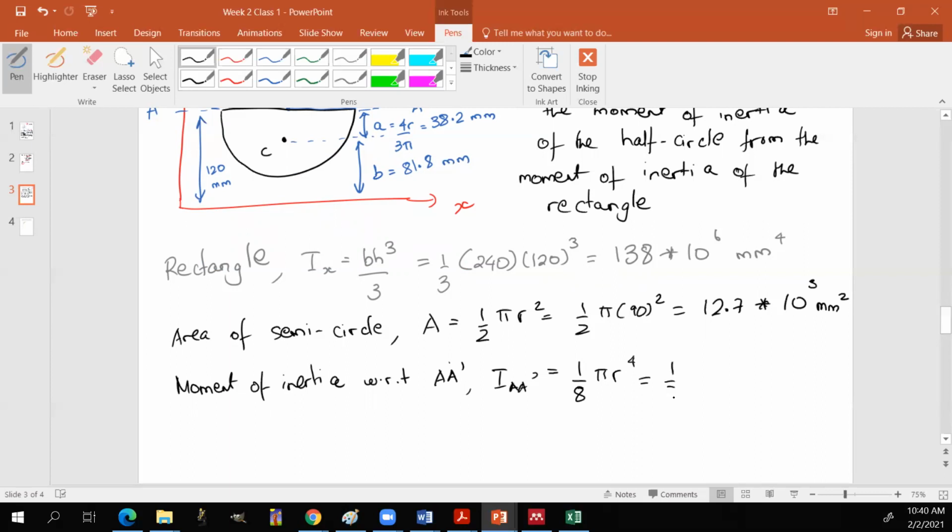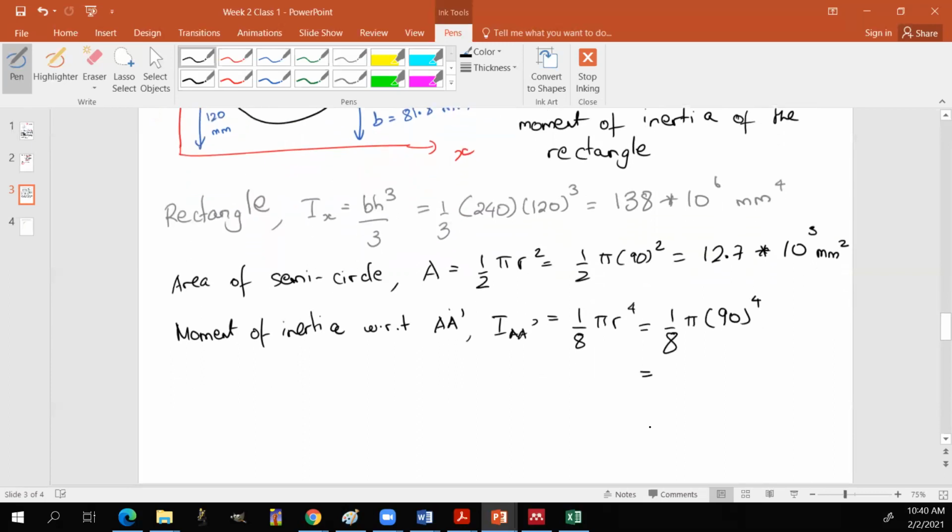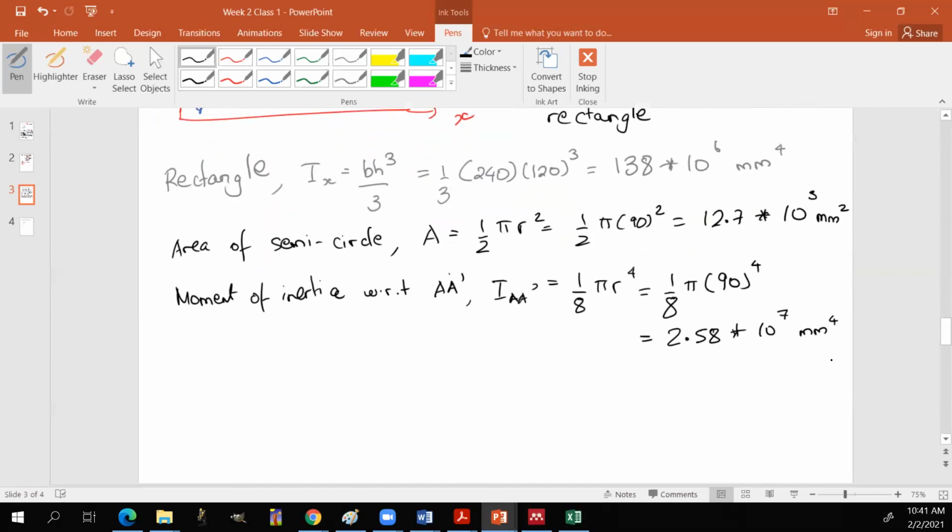So 1 over 8 times pi times 90 to the power 4. And how much does that come out to be equal to? 2.58 times 10 to the 7 millimeters to the 4th. Thank you. 2.58 times 10 to the 7 millimeters to the power 4, right? Next, moment of inertia about centroid.